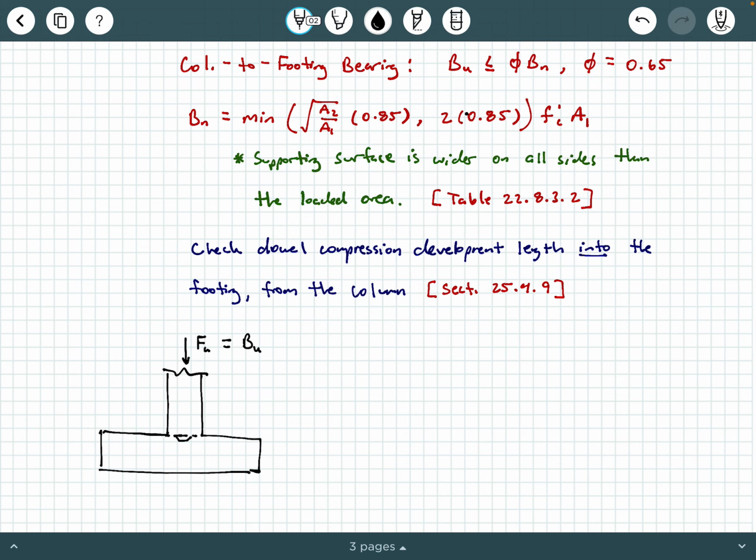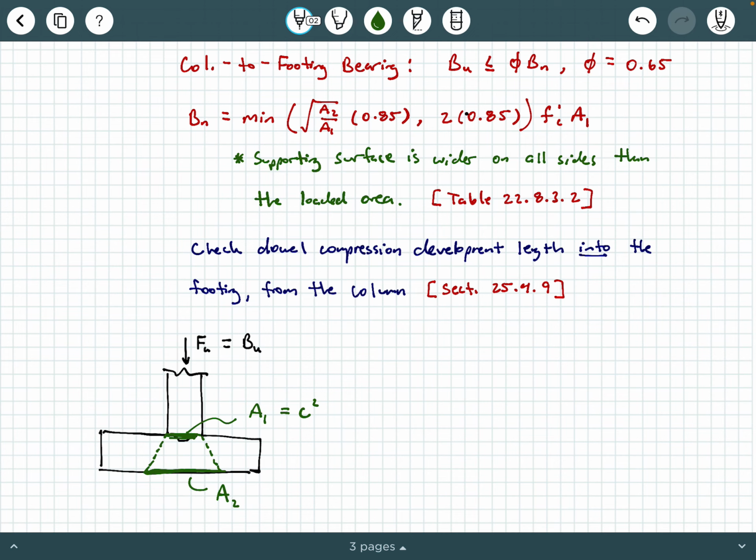Now the question is, what's A1 and what's A2, right? So A1 is the bearing area, that's the interface between the column and the footing, A1. If you have a square column, that's just going to be C squared, okay? What about A2? Well, A2 is a projected area down into the footing, and then it's this base area down here, A2, okay? So what is that? How do we get that?